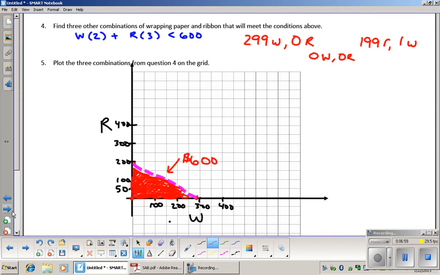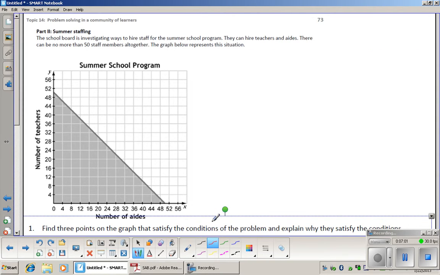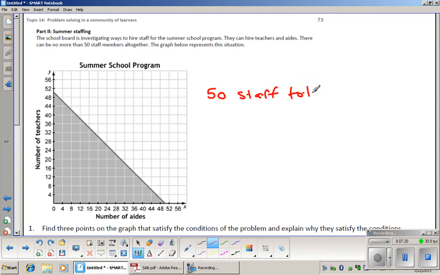Okay, so we have this problem. A school board is investigating ways to hire staff for the summer school program. They can hire teachers and aides. There can be no more than 50 staff members altogether. A graph below represents the solution. So let's pick out some important information. I'm going to write it out here. So 50 staff total. Okay, and it's going to be comprised of teachers and aides. Okay. So this graph represents below.